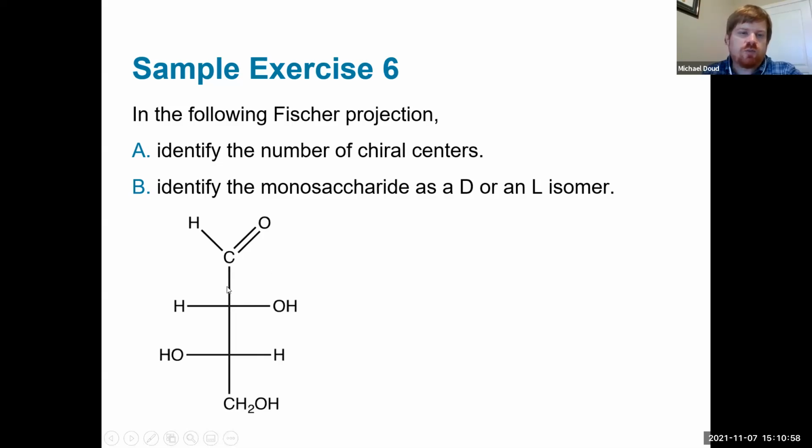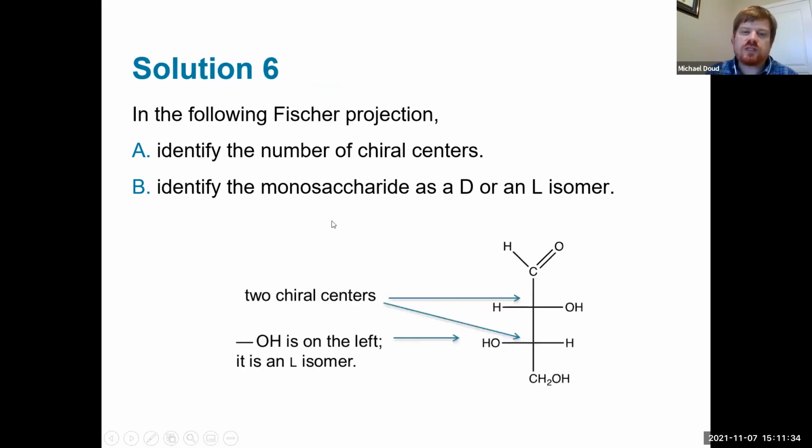The number of chiral centers, well, this carbon is an aldehyde, so it can't be chiral. This carbon is bonded to 2 hydrogens. That can't be chiral either. This carbon is chiral because it's bonded to the aldehyde on this side, this mess down here, a hydrogen, and a hydroxyl group. This carbon is chiral as well. Same reason, bonded to a hydroxyl group, a hydrogen, and an alcohol down here. So we have 1, 2 chiral centers, and then we look at the farthest chiral center from the aldehyde. We see that the OH group is on the left, so that should be the L isomer. So 2 chiral centers, L isomer.